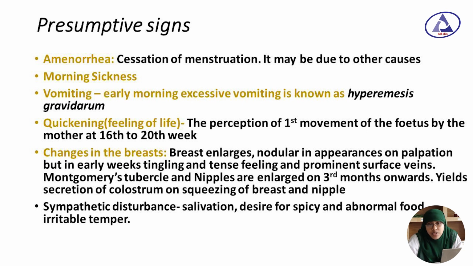First of all, presumptive signs. We may say cessation of menstruation, that is amenorrhea, though other causes may also be responsible for this. Also morning sickness, vomiting which may turn excessive into hyperemesis gravidarum. Quickening, that is the feeling of life at the period of 16th to 20th week, the first perception of movement of the fetus felt by the mother. Changes in the breast are common in those cases. Also some sympathetic disturbance like salivation, desire for spicy food or even abnormal food appetite, irritable temper, etc.